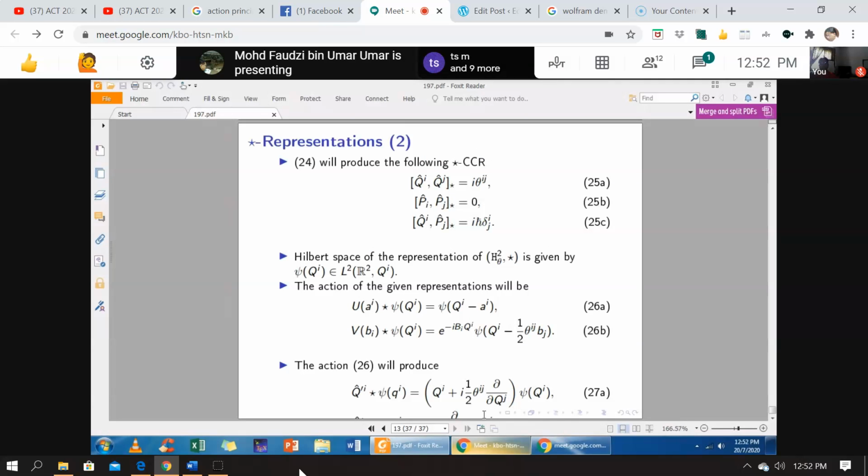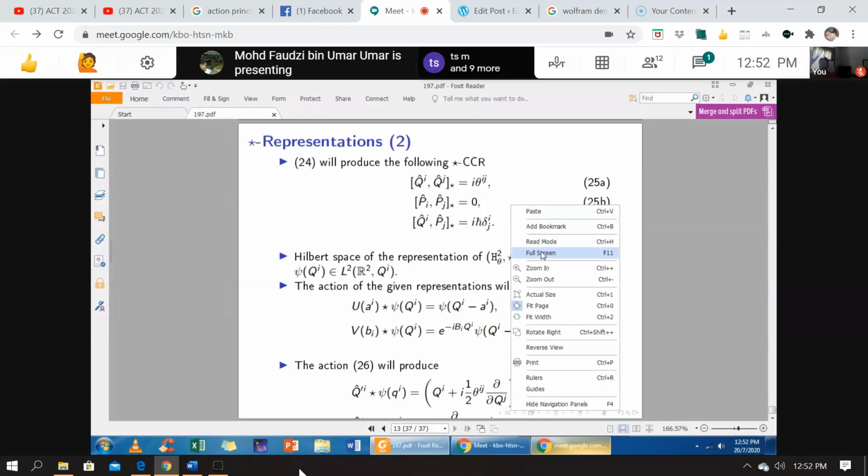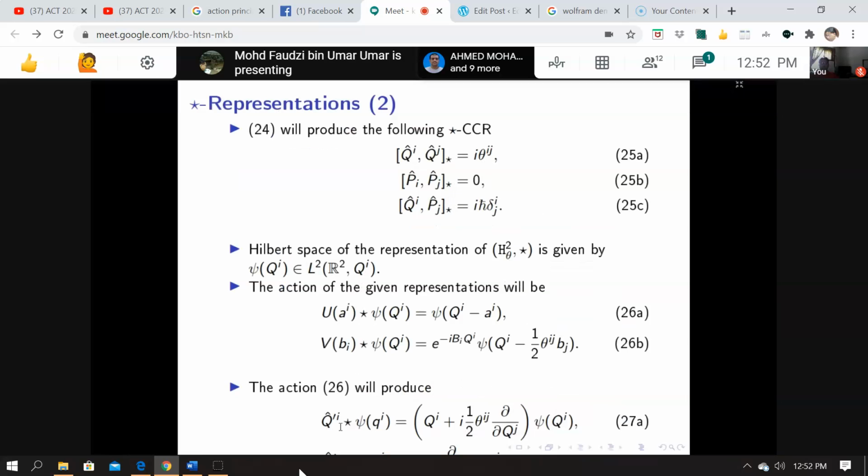There is something here. Okay, sorry about my fault. Actually Q star here, and then this, and then we have another P here, and then D over DQ actually, H bar. Okay, H bar.